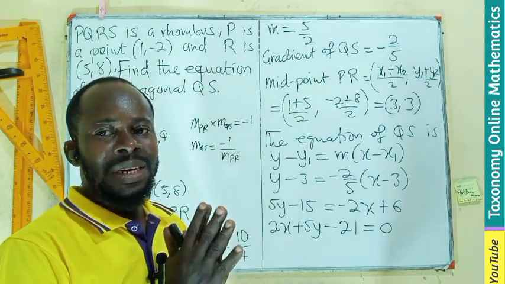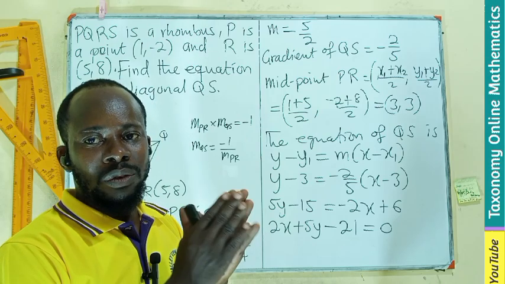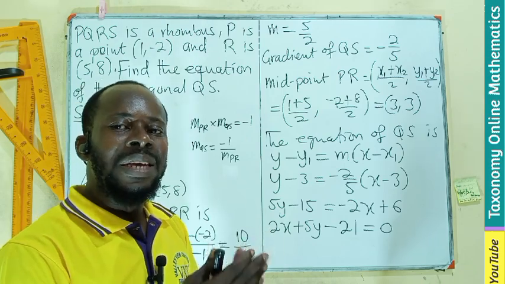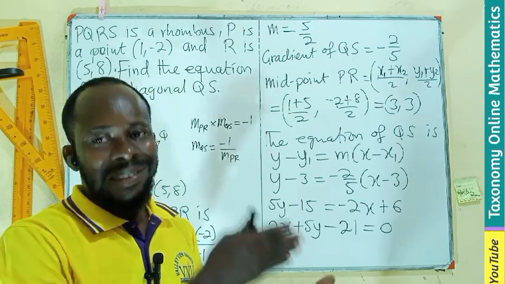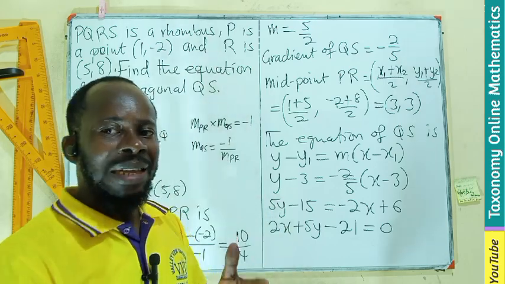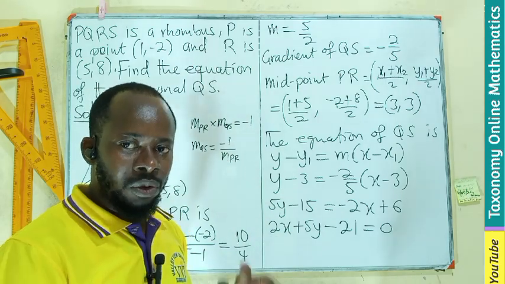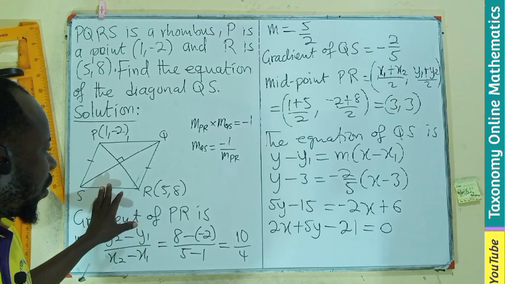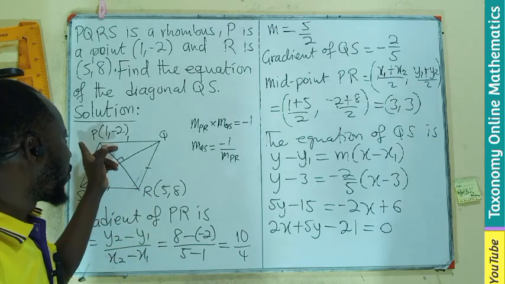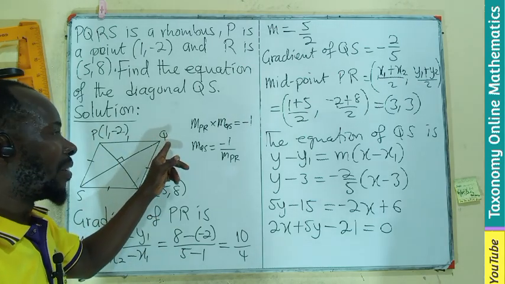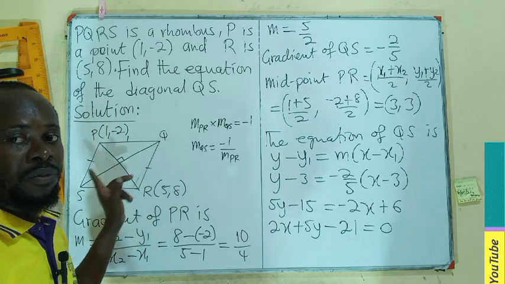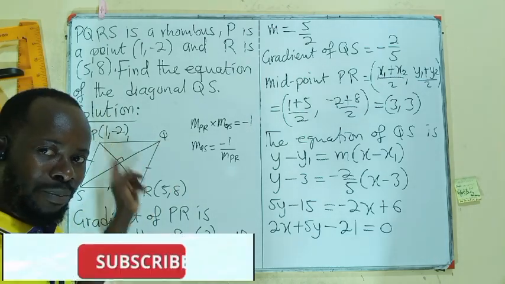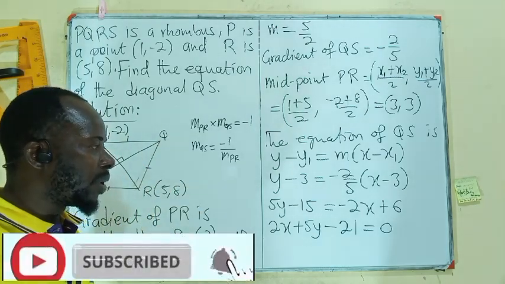Just knowing that the diagonals of a rhombus bisect each other, and they meet at an angle of 90 degrees, this information will help us know that the gradient of QS is the negative reciprocal of the gradient of PR. Then finding the midpoint also gives the point you're looking for.